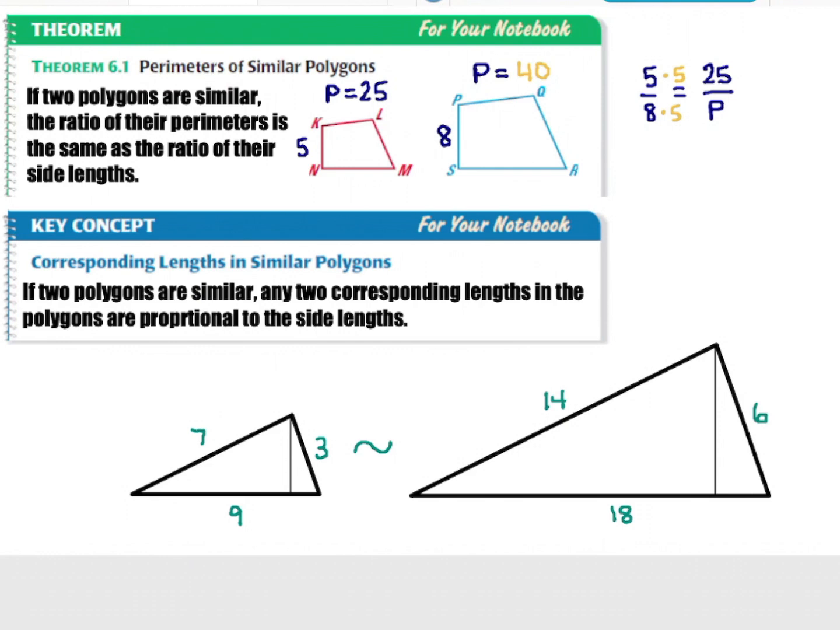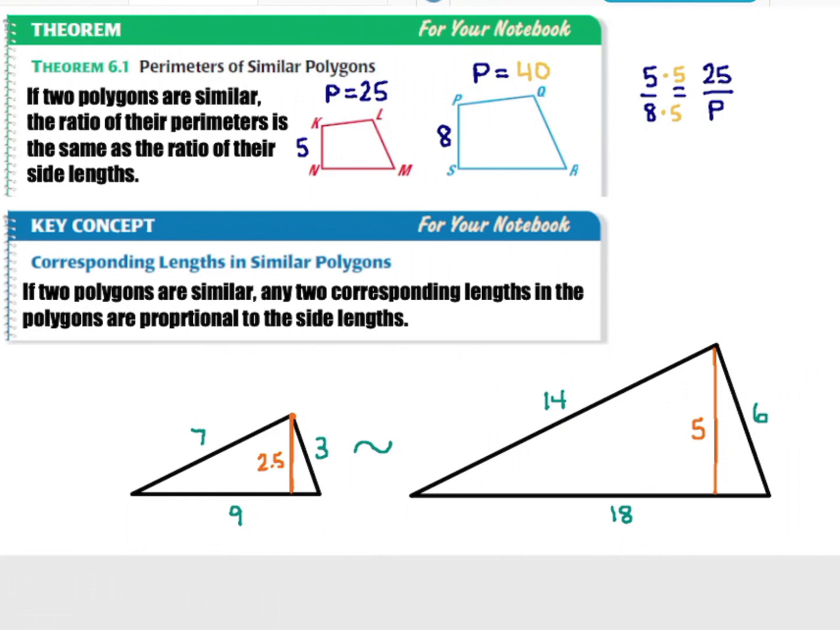Now here's where that key concept comes in. Remember the altitude where you drop a watermelon straight from the peak of the mountain? That altitude, let's say we knew that this altitude was 2.5. What this concept is saying is that this altitude compared to the other altitude would have the same ratio as all of those side lengths. Those altitude lengths are proportional to the side lengths. They follow the same scale factor, so 2.5 times 2, that would give us an altitude of 5 over here. So it's not only the side lengths that are proportional, but really any corresponding lengths.